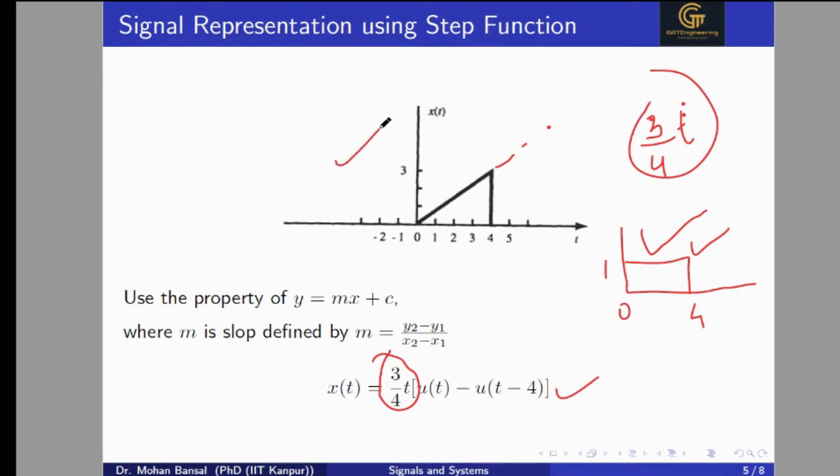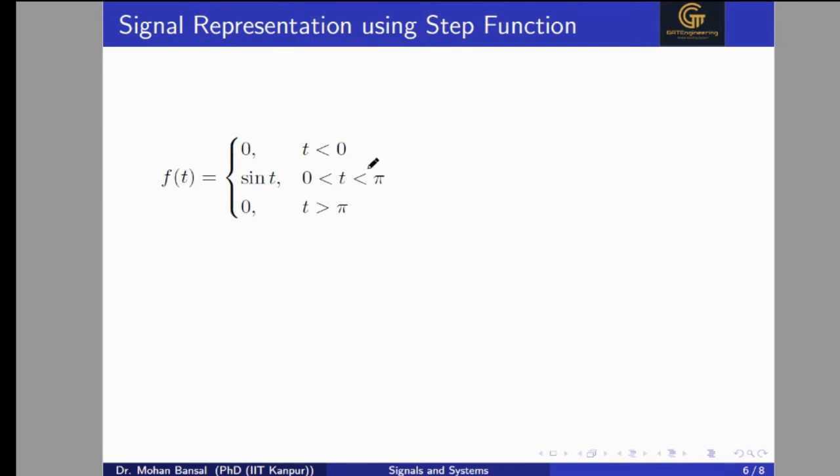So any signal can be represented in terms of the step function if we multiply it with this window with amplitude 1. Now, the signal sin t is defined between 0 and pi. Before that, for t less than 0, the signal value is 0. For t greater than pi, the signal value is again 0.